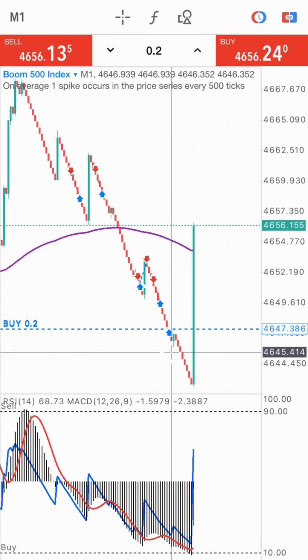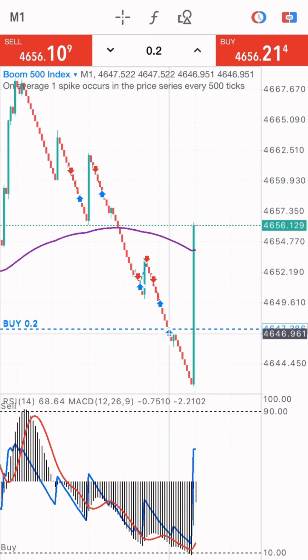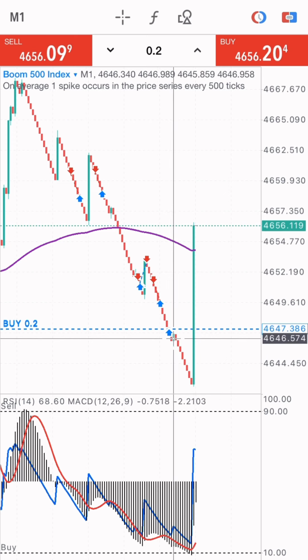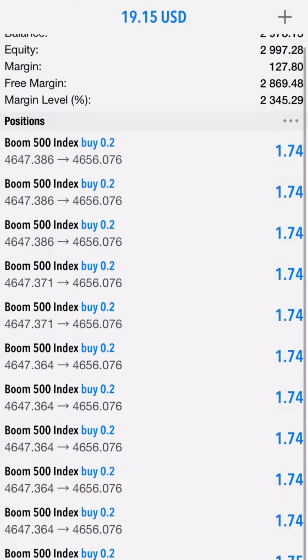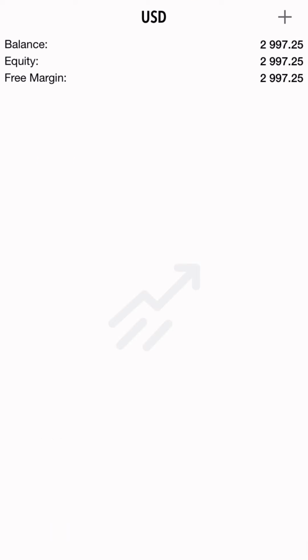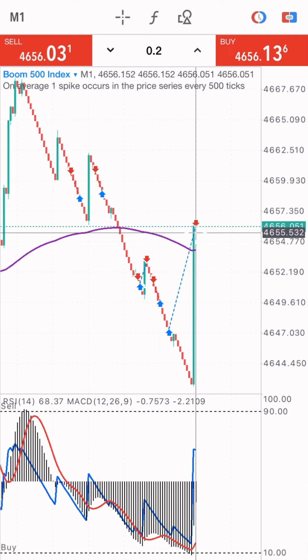Take a look at it. I bought at this point, as you can see, and at this point right here, I'm gonna close. We're on a profit, guys. We're on a profit of 19 USD. So what I'm gonna do is close all the positions. I just closed all the positions, guys. This is a very huge profit, guys.